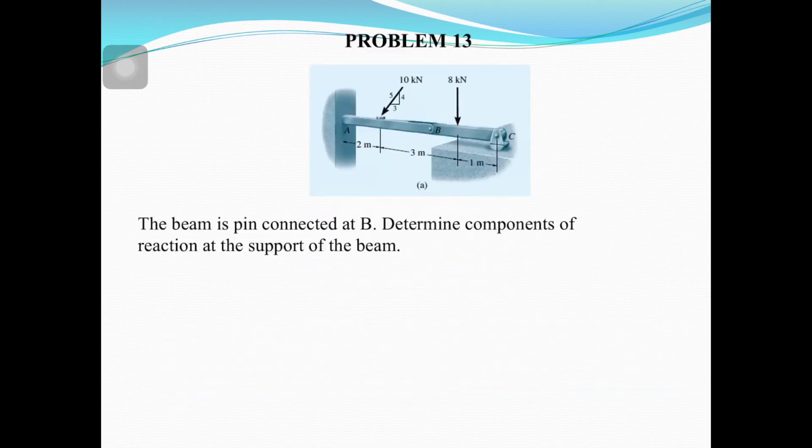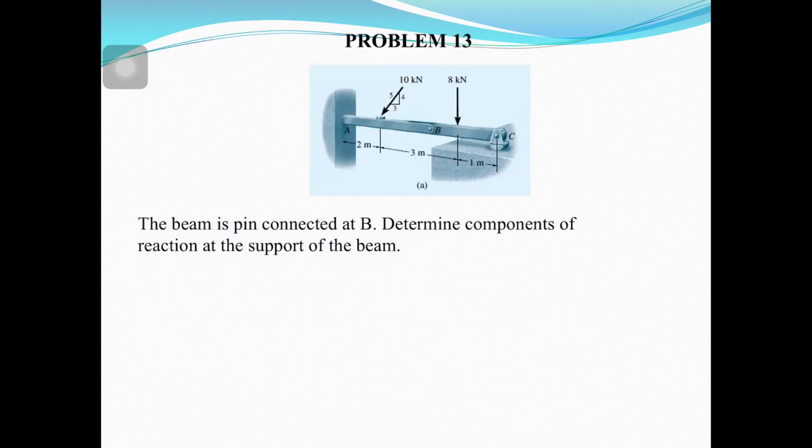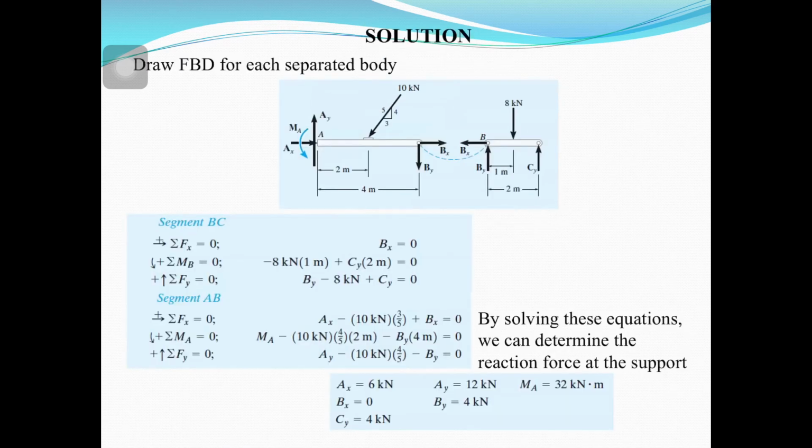Okay, problem 13. Problem 13 is not a two force member, alright, because they have external force here. Alright, 8, 8 and 10. Okay, so you need to separate the member AB and BC. Remember, okay, so when you separate the member at the joint here, you have the same value but different direction. BX this way, BX this way. Alright, different direction, opposite direction.